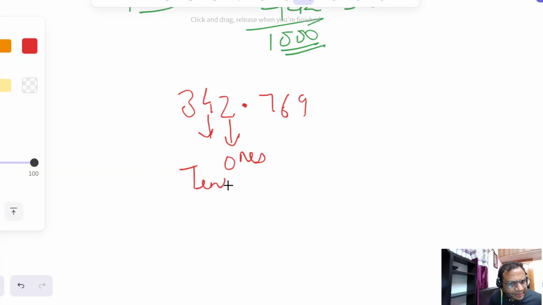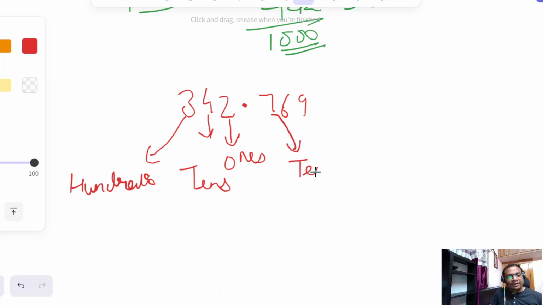So this is tens, right? And this is hundreds, right? And this is tenth place. So very important. We should know these places. TH. It ends with TH. This is hundredth. So you have to write hundred spelling and then add just TH.